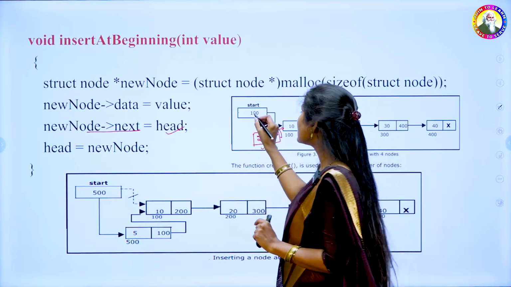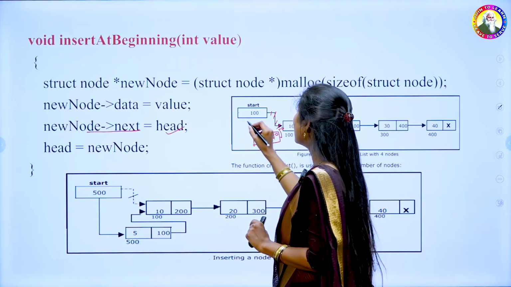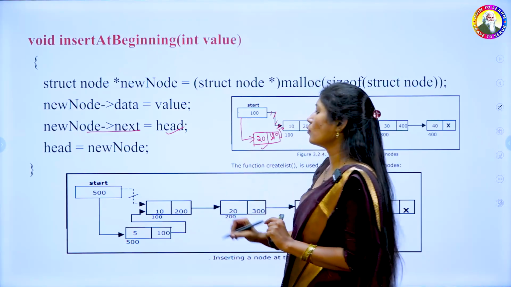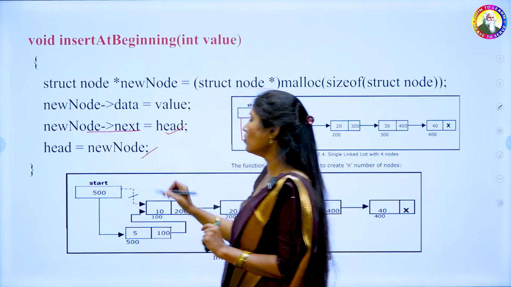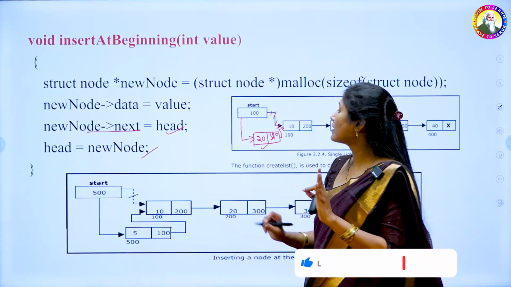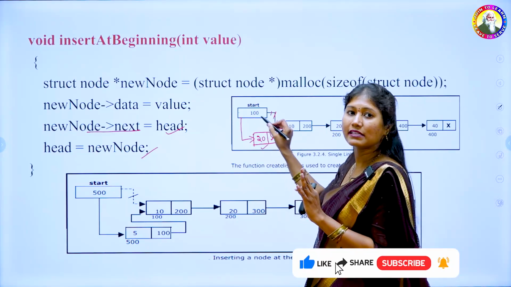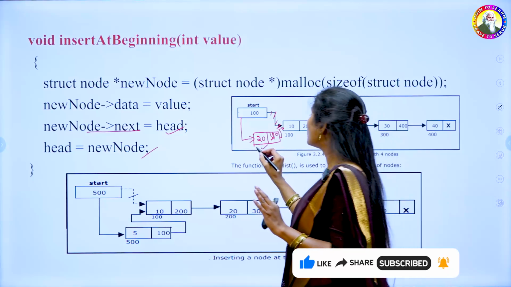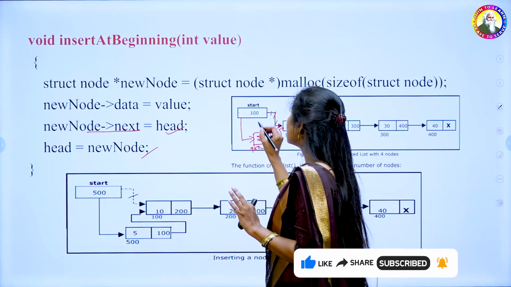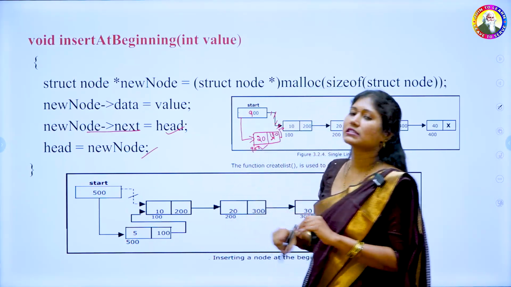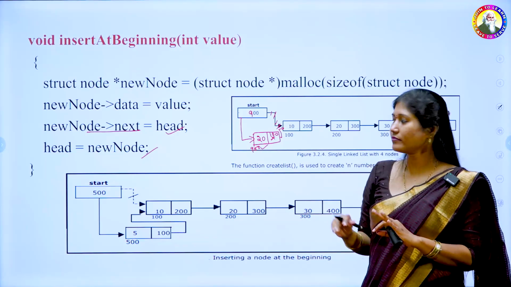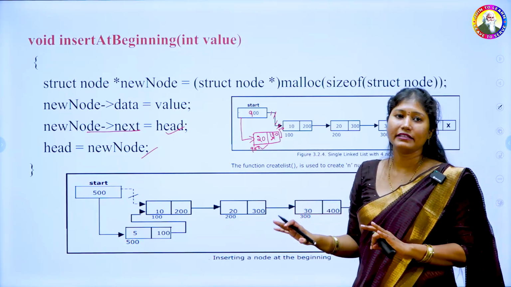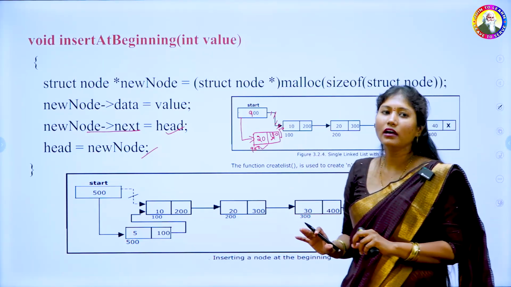After that, this start pointer should not refer to this one. It should refer to the new node. That's why head equal to new node. You need to remember clearly that first get the address and store it in the new node. After that, you need to change this address, start address, with the new node address, that is the 900. This is about the algorithm of inserting at the beginning.